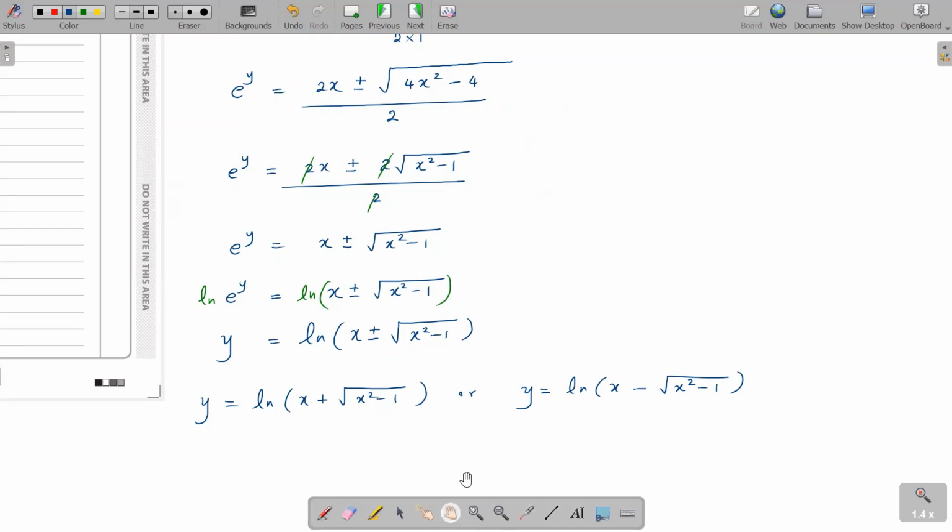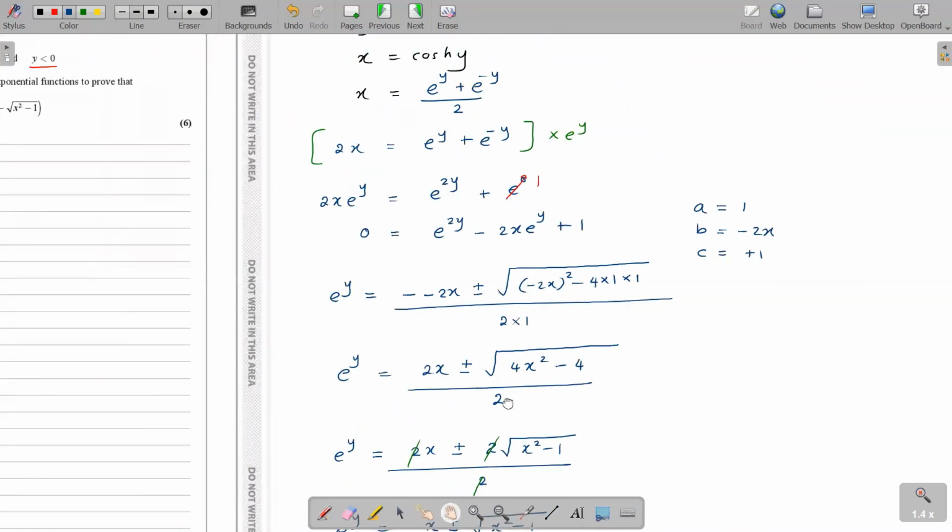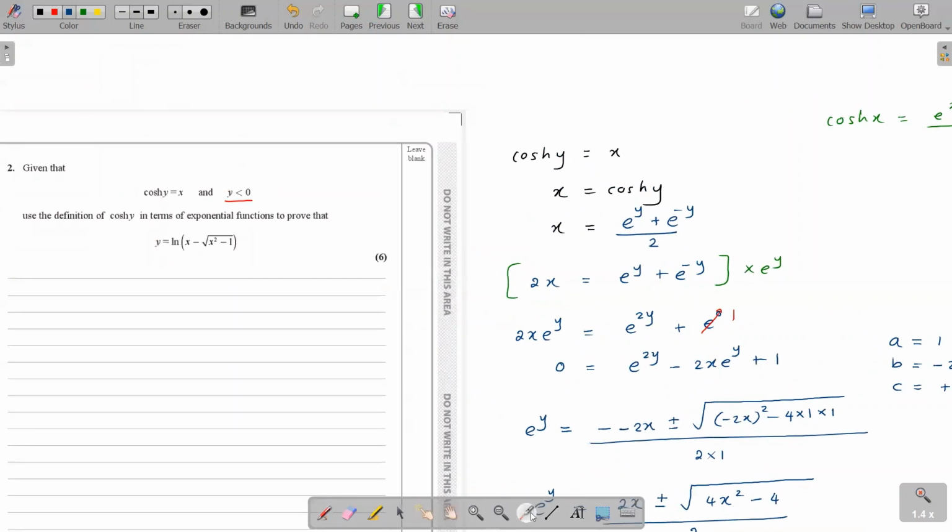The first thing is, what do we know about x? Do we know what values we can use for x? Can I use every single value for x, or is there a certain range of x values that I should use here? Now, what is x equal to? They haven't told you anything about x, but we do know x is equal to cosh y.